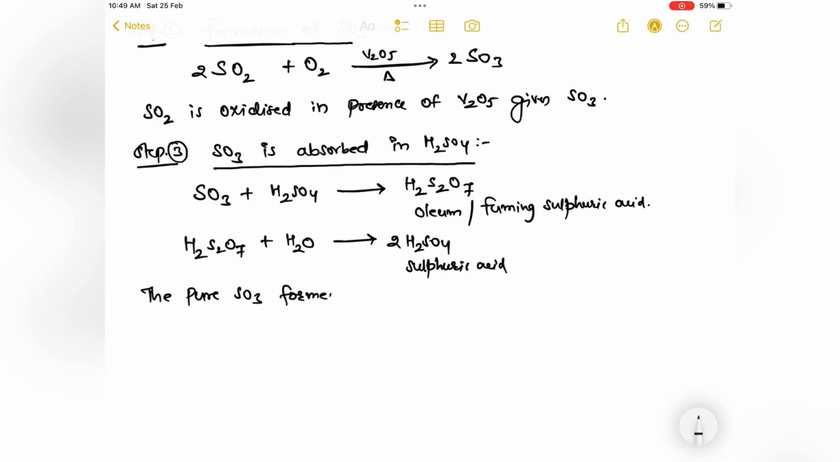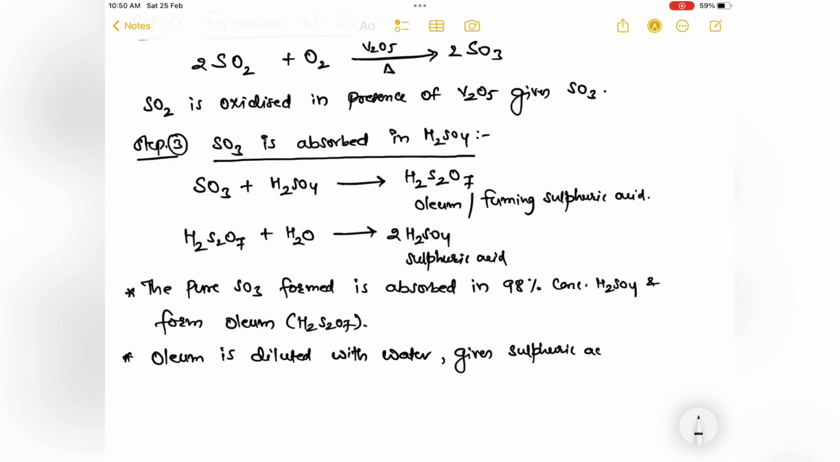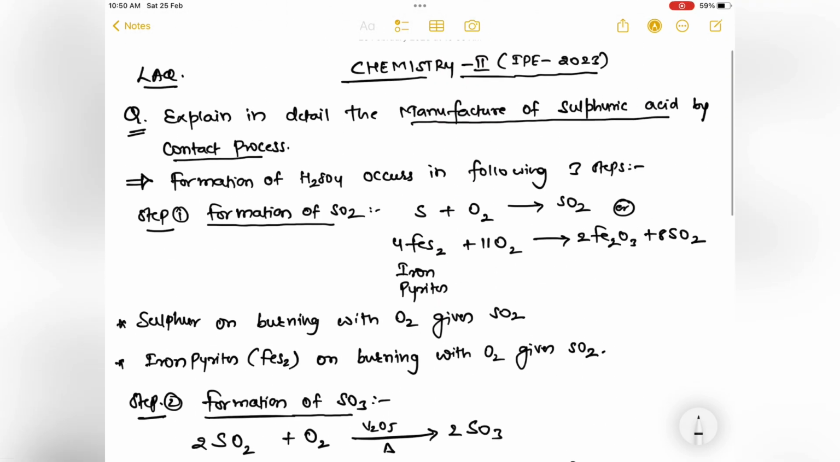That means the pure SO3 formed is absorbed by 98% concentrated sulfuric acid and forms oleum, that is H2S2O7. This obtained oleum is diluted with water and gives the desired concentration of sulfuric acid, that is sulfuric acid of desired concentration. So first part is over.